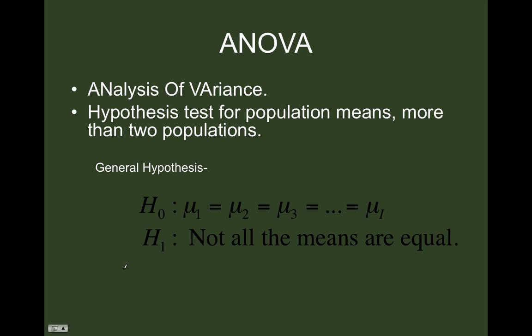ANOVA is a hypothesis test for population means when we have more than 2 populations, or 3 or more populations. The general statistical hypothesis looks like this. The null assumption is that all the means are equal. You notice the subscript on the last mu is I, and I is equal to the number of populations.